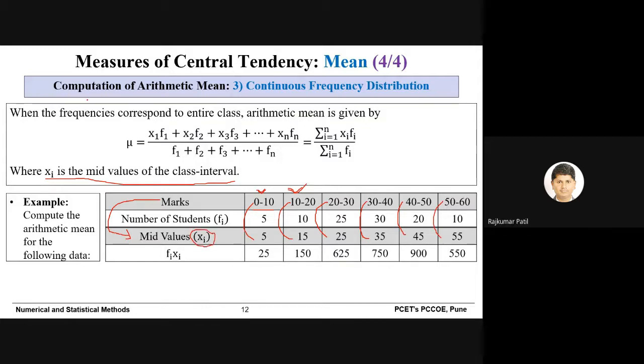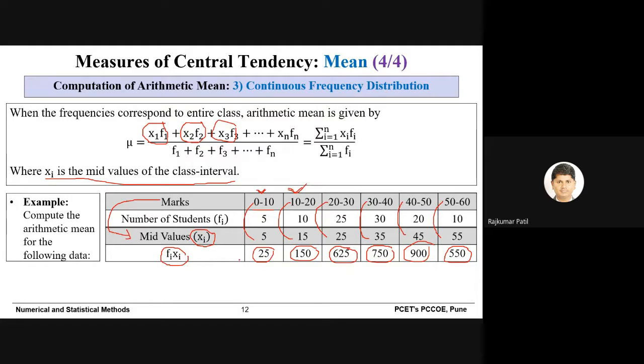Then the next step is the same. We need to find the product x1 f1, x2 f2, x3 f3 and so on. So you can see the product of 5 into 5 is 25, 10 into 15 is 150, 25 into 25 is 625, then you can see 750, 900 and 550. So these are the values we calculated for fi xi.